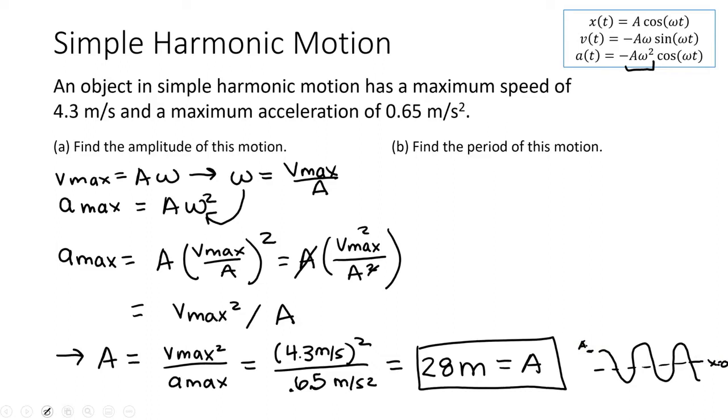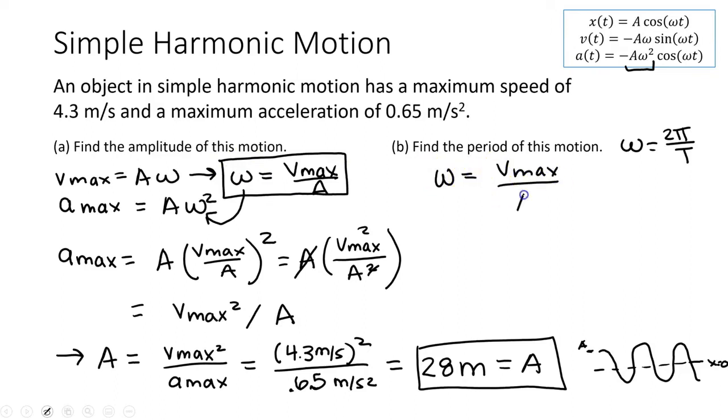Okay, next we want to find the period of this motion. Well, that's actually fairly straightforward now, even though it might seem like we don't have nearly enough information. What we can do is solve for omega, and remember that omega is equal to 2 pi divided by the period. Over here, we found that omega was equal to V max divided by A. So let's use that equation. It's equal to V max divided by our amplitude.